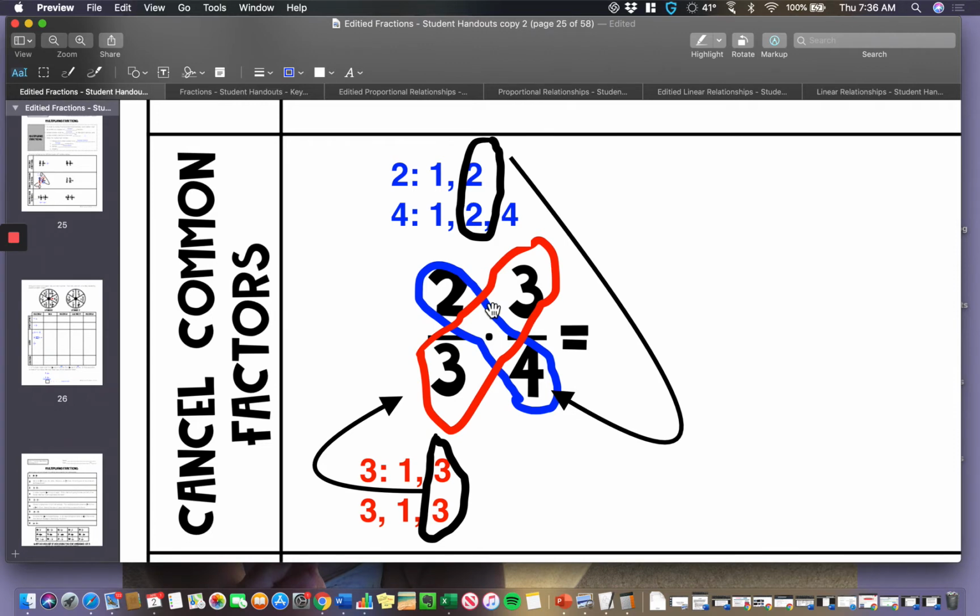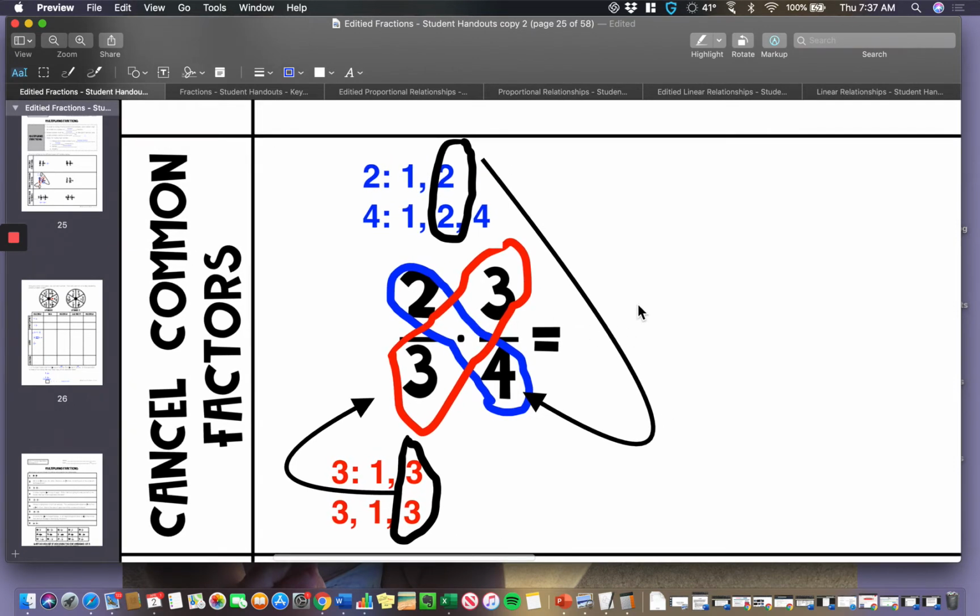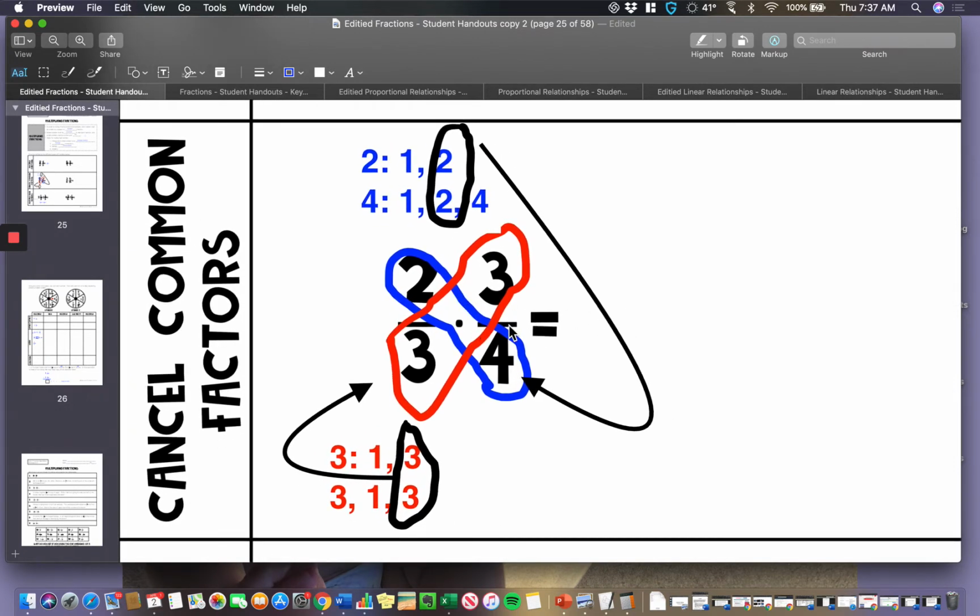So the thing that I can do is rewrite both of these fractions using that information. I take the greatest common factor and I divide by 2. So I'm going to have 2 divided by 2, which is going to give me 1. And then I can take 4 divided by 2, and that's going to give me 2.